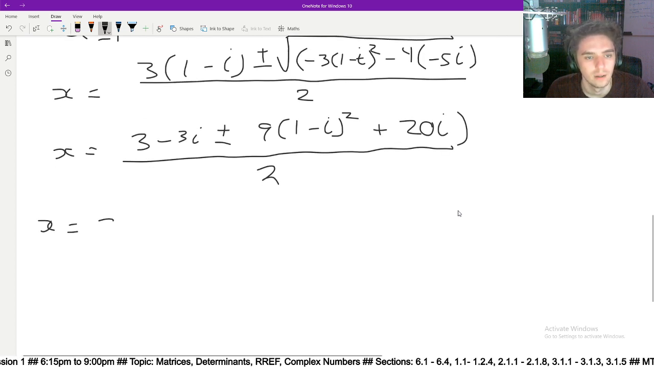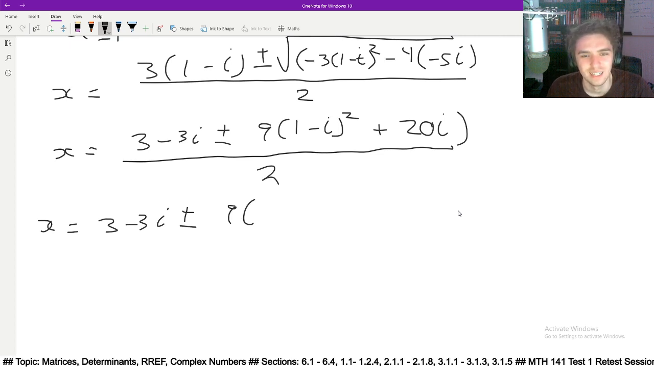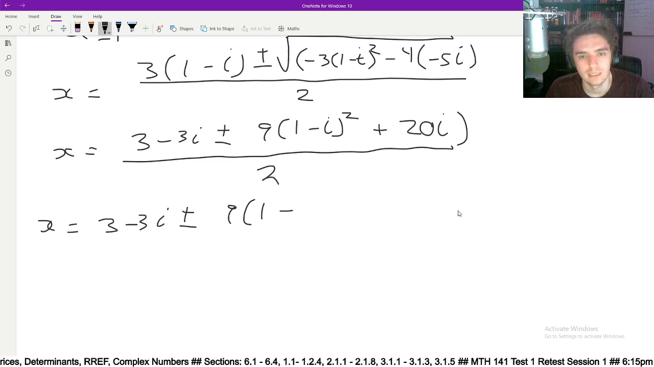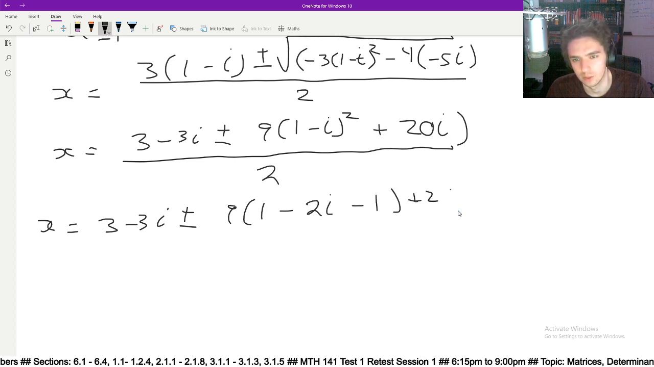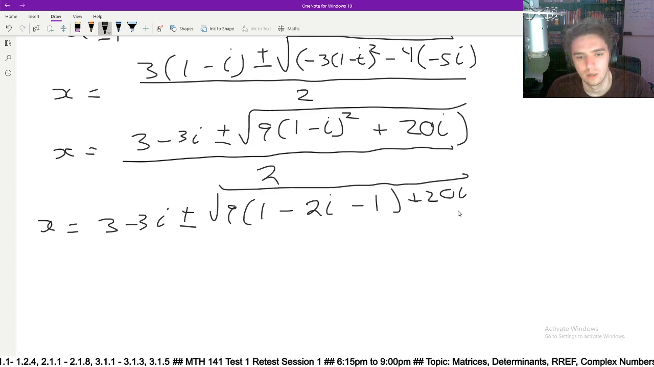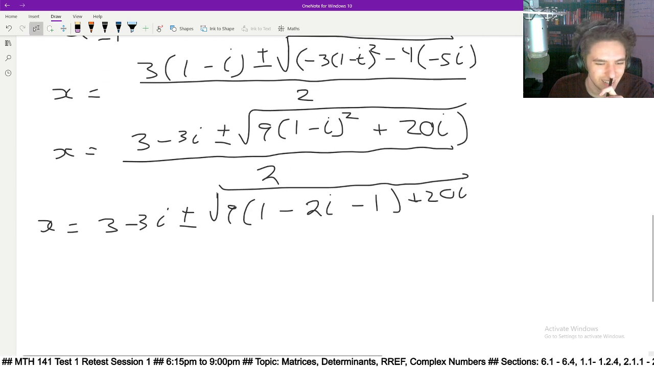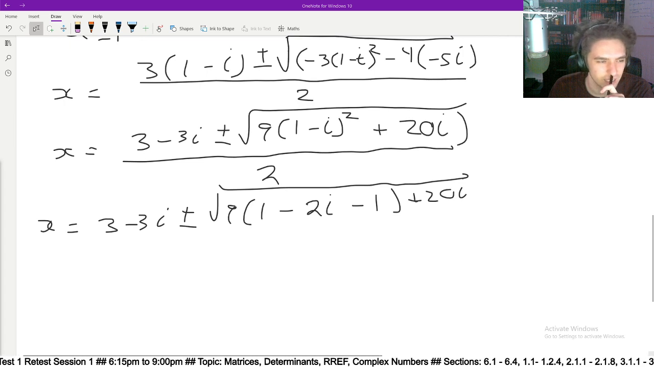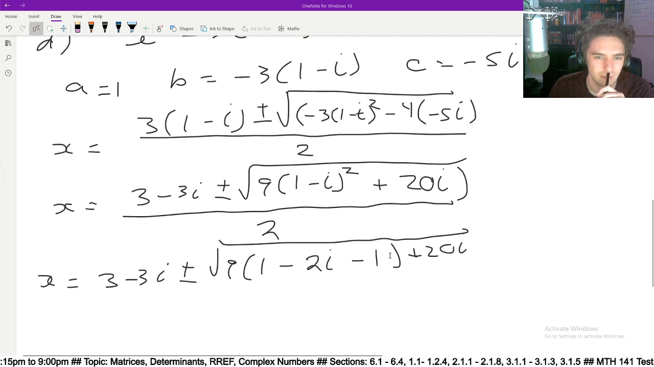Not at this step, but 3 minus 3i plus or minus, oh no, never mind. Okay, so 1 minus 2i minus 1 plus 20i. Oh, this is supposed to be a square root. Yeah, this is the one where I'm stuck with root i, and then root i is something fancy. Okay, hold on, maybe let's do a different question, unless people want to see me deal with root i. I shouldn't say it so confidently. We might have root i questions, but I doubt they're going to give us something like that, because they didn't actually teach root i.